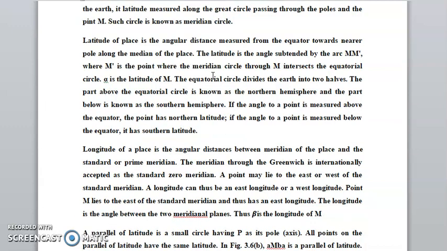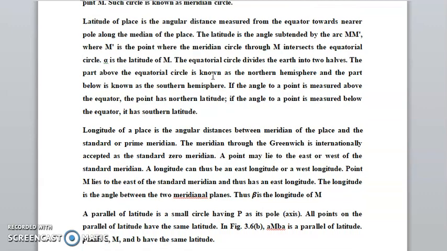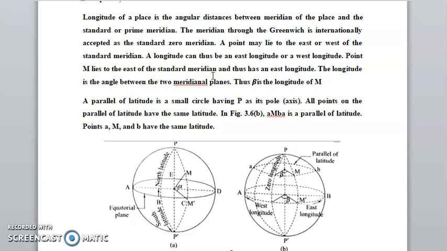A parallel of latitude is the smaller circle having P as the pole axis. All the points on a parallel of latitude have the same latitude. In figure 3.6b, MBA is the parallel of latitude. Points M and B have the same latitude.